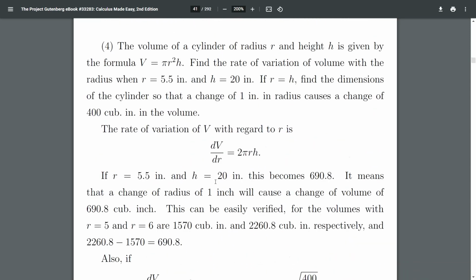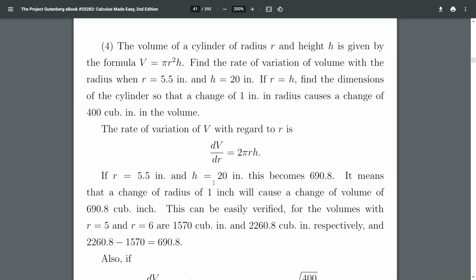4. The volume of a cylinder of radius r and height h is given by the formula V is equal to pi r squared h. Find the rate of variation of volume with the radius when r is equal to 5.5 inches and h is equal to 20 inches. If r is equal to h, find the dimensions of the cylinder so that a change of 1 inch in radius causes a change of 400 cubic inches in the volume.